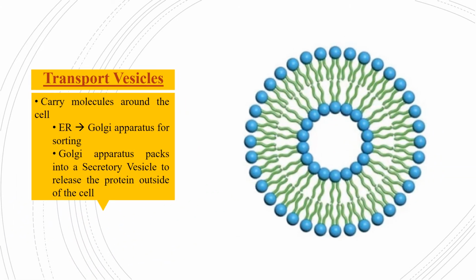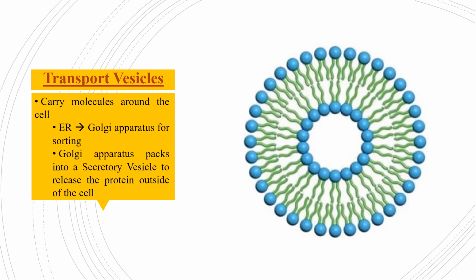Transport vesicle. The function of the transport vesicle is to carry molecules around the cell. The structure of the transport vesicle is similar to that of any biological membrane found in a living organism. That is, it is made up of phospholipid bilayer, as we can see in the illustration on the right side of the slide. The transport vesicles primarily perform two things.